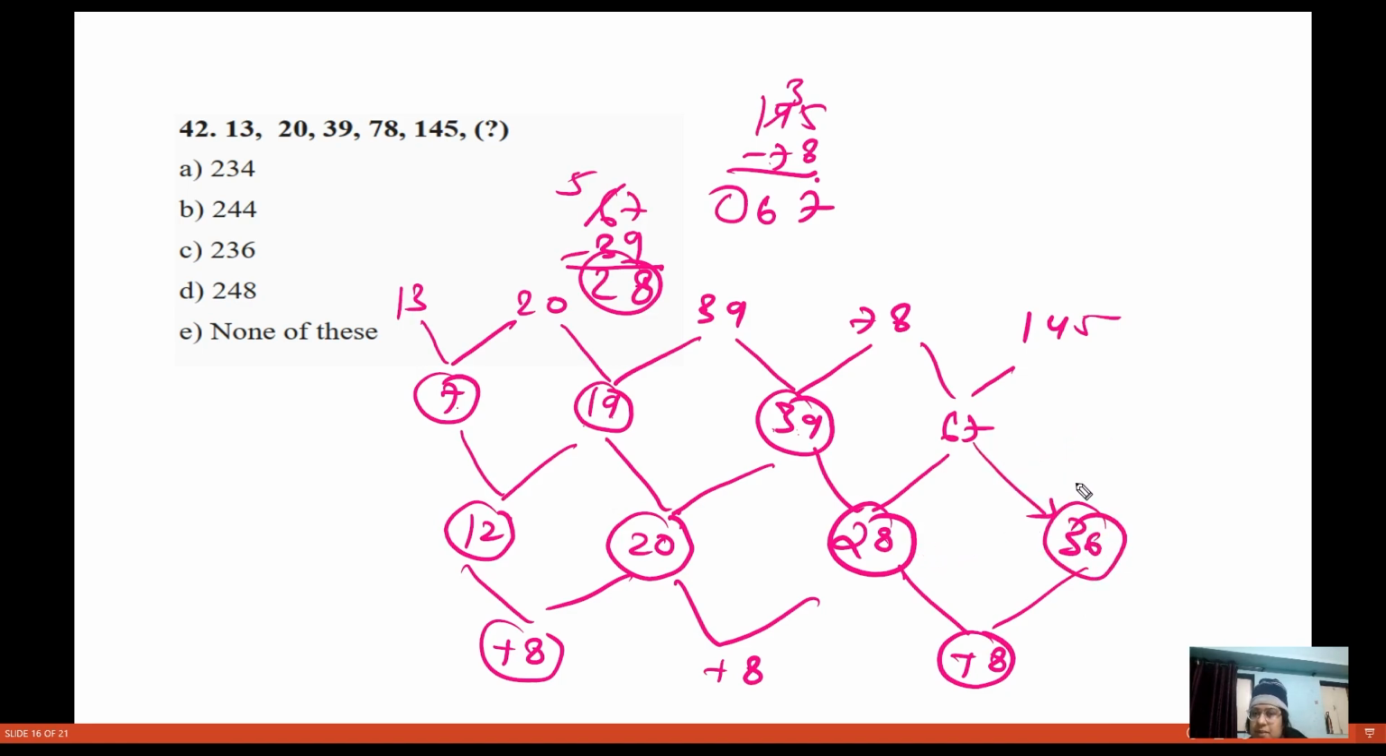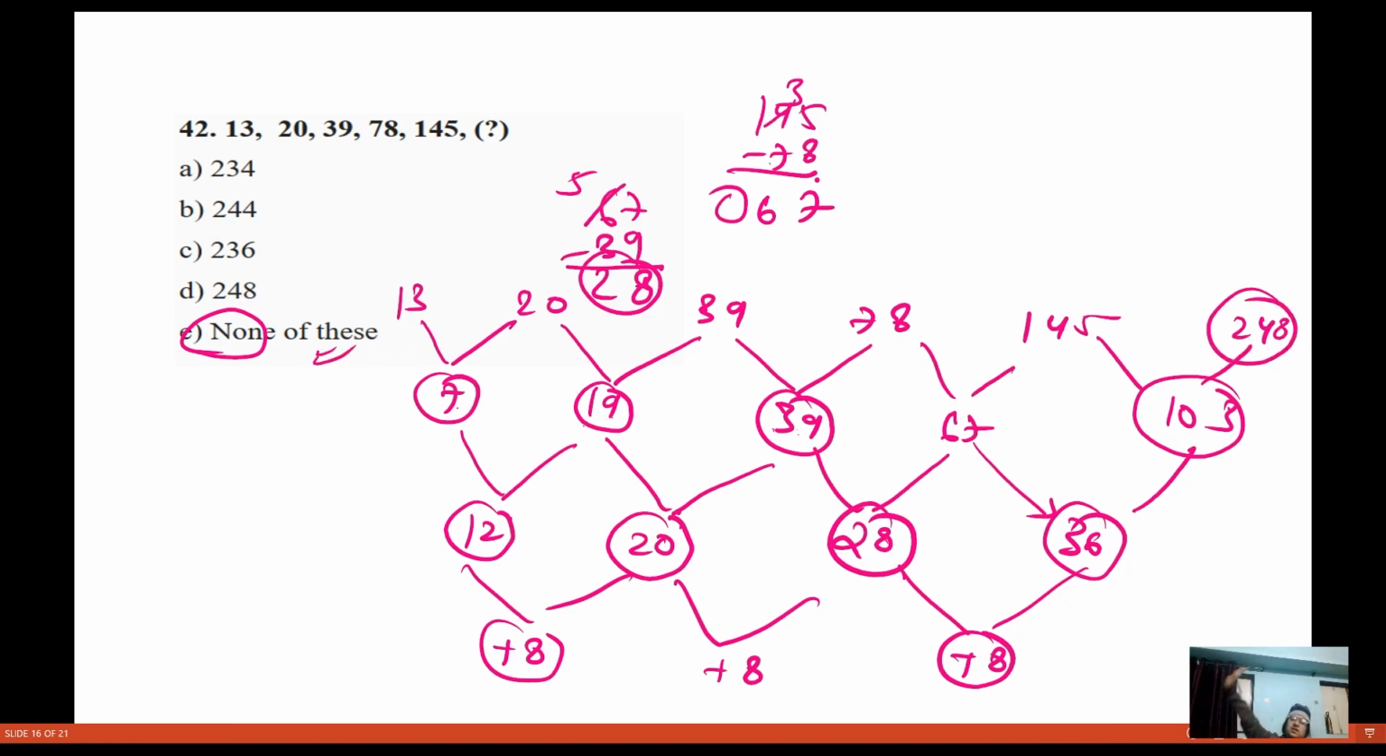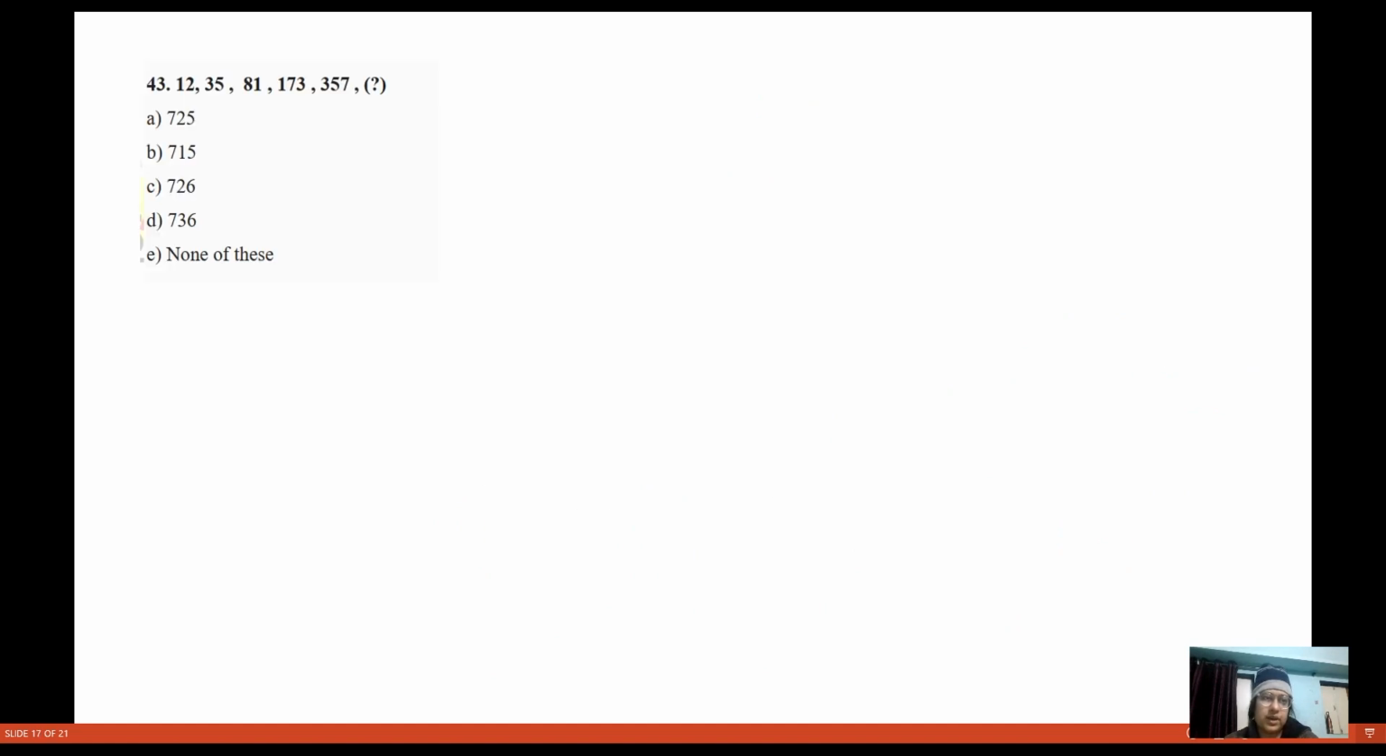So this will become how much? 7 plus 6 is 13, and 6 plus 3 is 9, 103. Just add 103 in this. Now I think the answer is 248. This is very apparent. So this difference method works a lot when the series is very close to each other. Okay, so make these observations and do according to that.